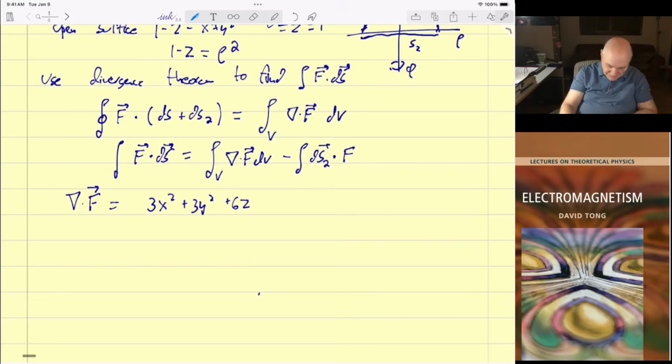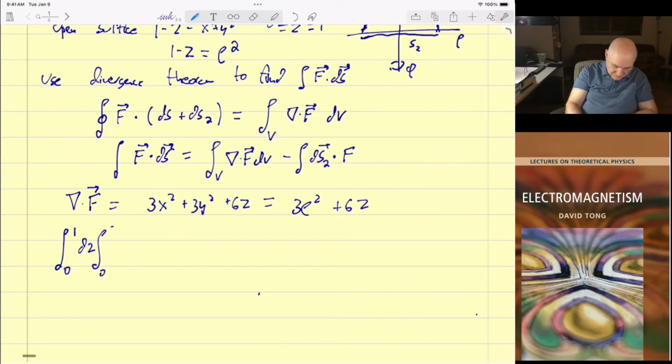And I will write this in cylindrical coordinates as just 3 rho squared plus 6z. So integrating, this is not a hard integral. Let's do it. We're going to integrate. Z goes from 0 to 1. Phi goes from 0 to 2 pi.